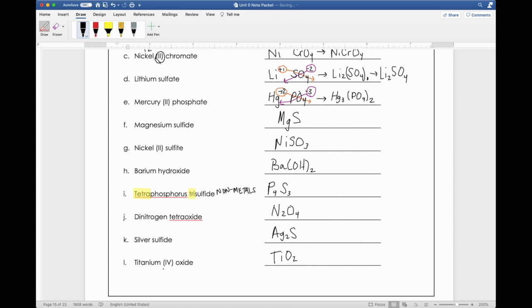Titanium 4 oxide. So titanium does have a charge of +4 in this case, and oxygen is always -2. When you switch those, 4 and 2 do have a least common multiple of 2, so it does reduce because titanium is a metal.